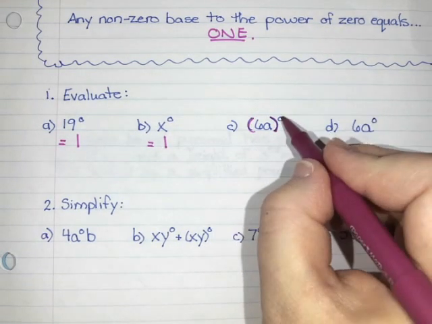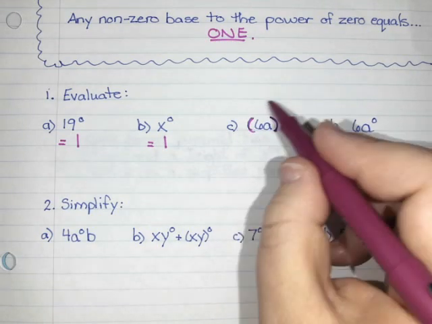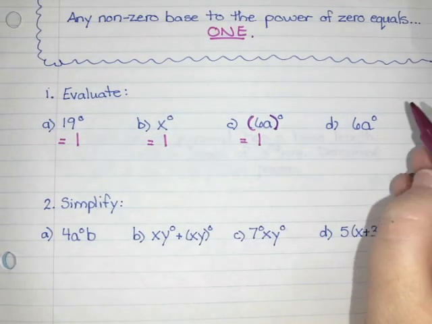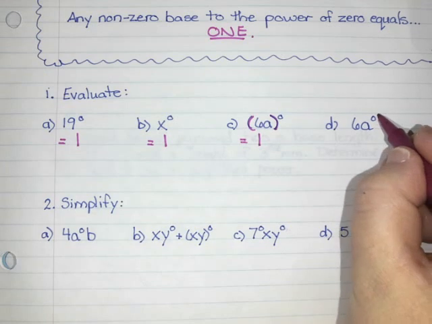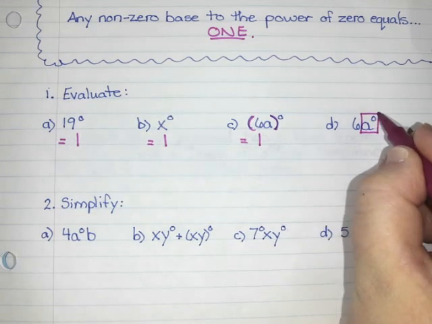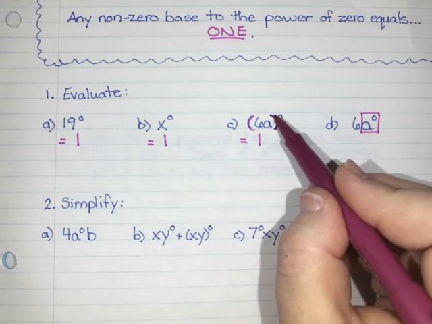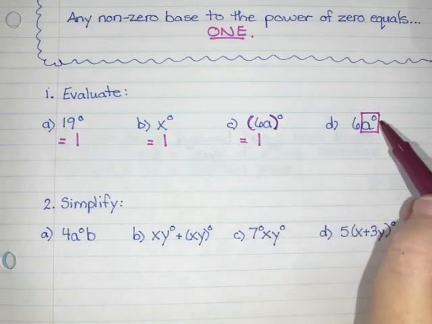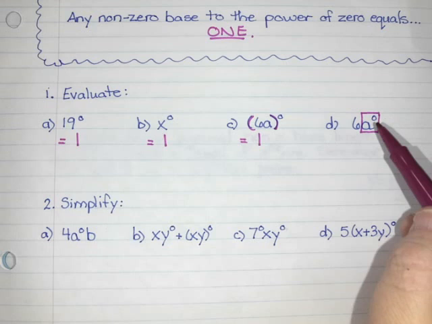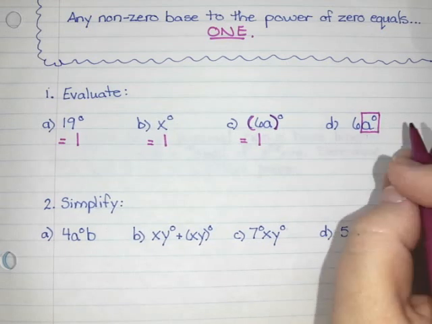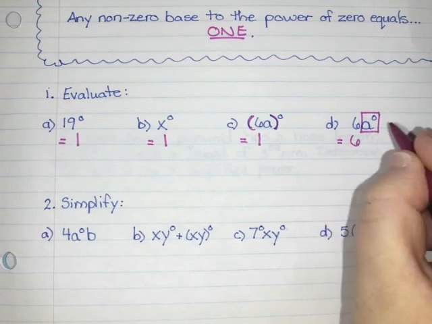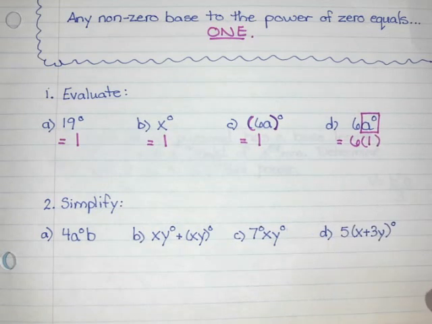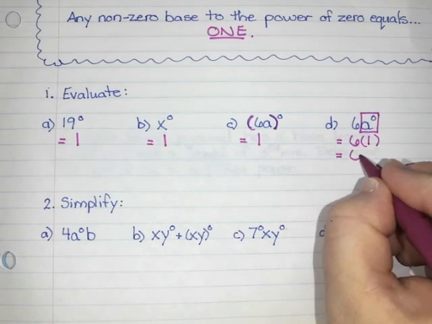That power of 0 is on the bracket, which means the whole thing is going to just become a 1. But the next one, when I have 6a to the power of 0, that power of 0 is only on the a. So here, when there was a bracket, the 0 was on the bracket, so everything inside the bracket just became a 1. But here, the only thing that has the power of 0 is the a. So that 6 is just sitting there waiting, and then the a to the 0 becomes a 1. These are being multiplied, so this is 6 times 1, and 6 times 1 equals 6.